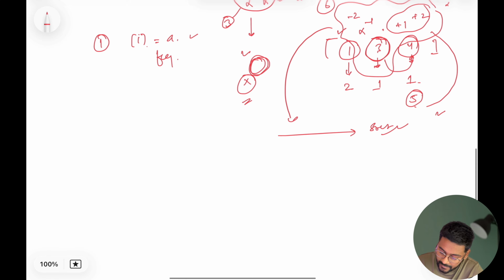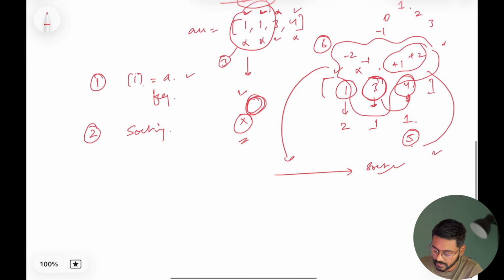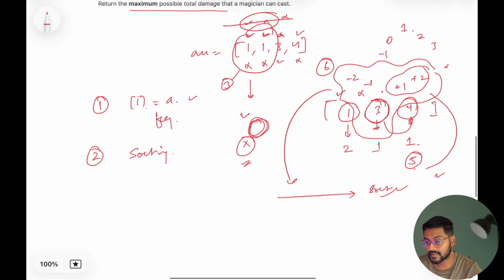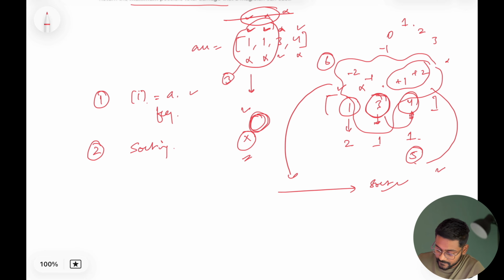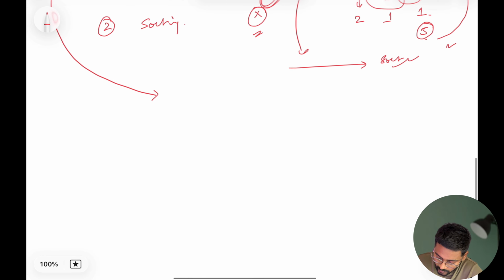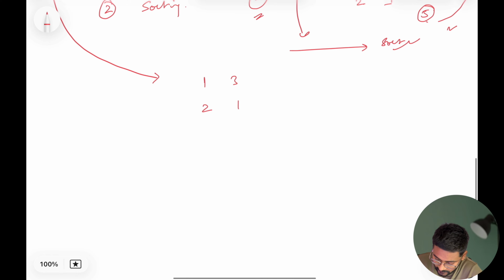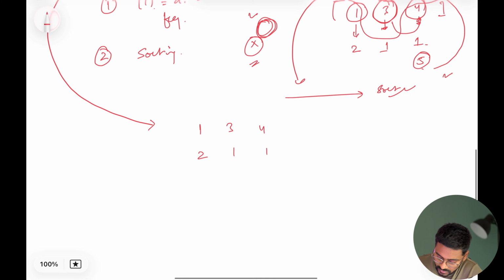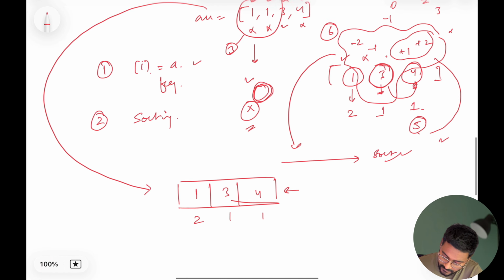So first, I am taking a frequency map. Second, I am sorting every single damage and its occurrence in the array. So I did the sorting. If I take the same example and apply these two steps for now, 1 is coming 2 times, 3 is coming 1 time, 4 is coming 1 time, and then I sort these keys. This is the power array.